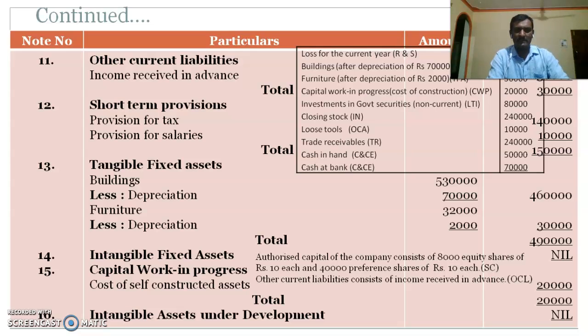Then tangible fixed assets. There are two tangible fixed assets: one is building and another is furniture. That is to be adjusted with the depreciation given in the bracket in the problem. And then we have to go for the intangible fixed assets. There is no intangible fixed asset given in the problem. Then capital work in progress is there, named as cost of self-constructed asset. That is to be taken here. Then as far as intangible assets under development is concerned, there is no information given in the problem.